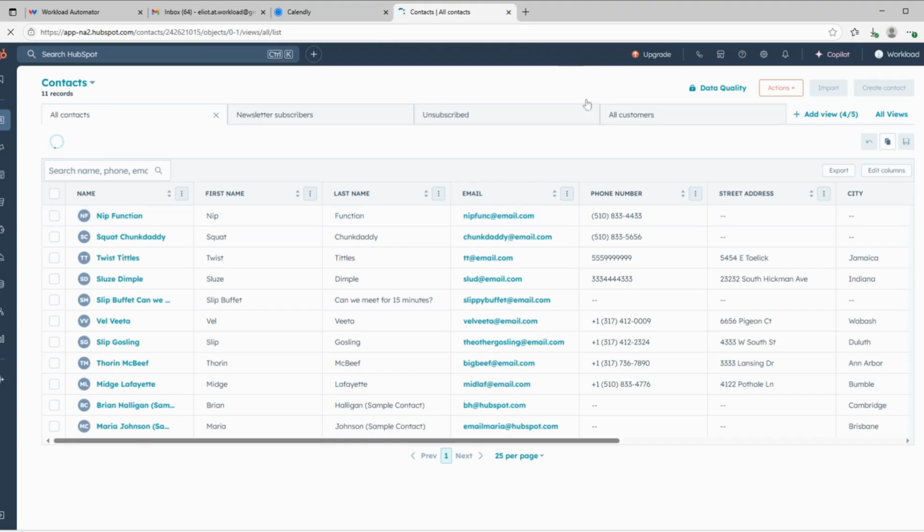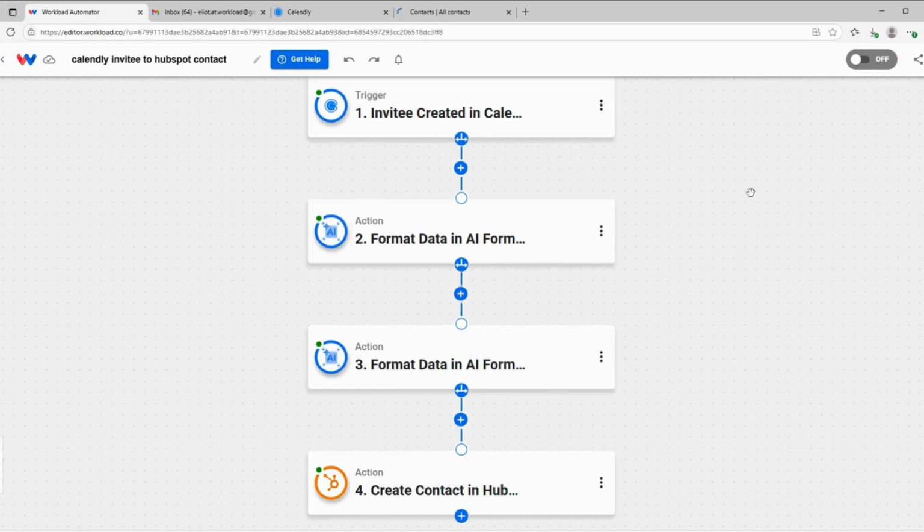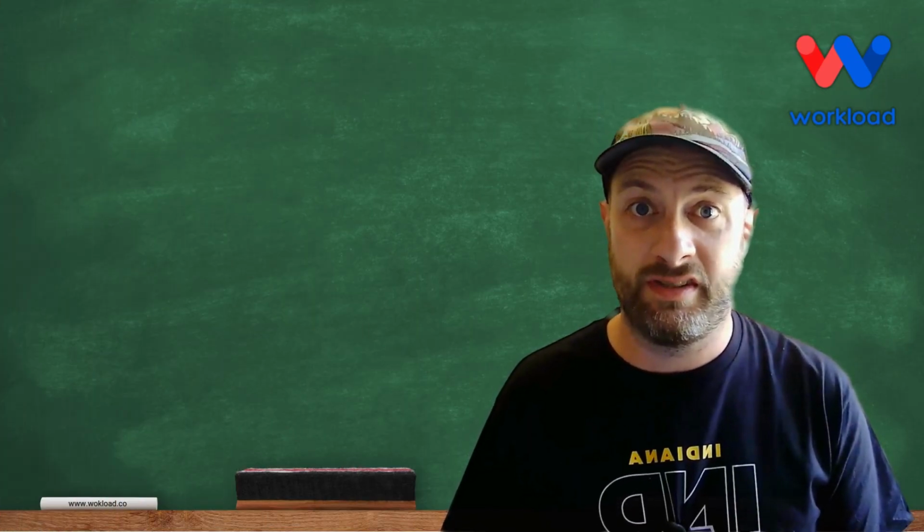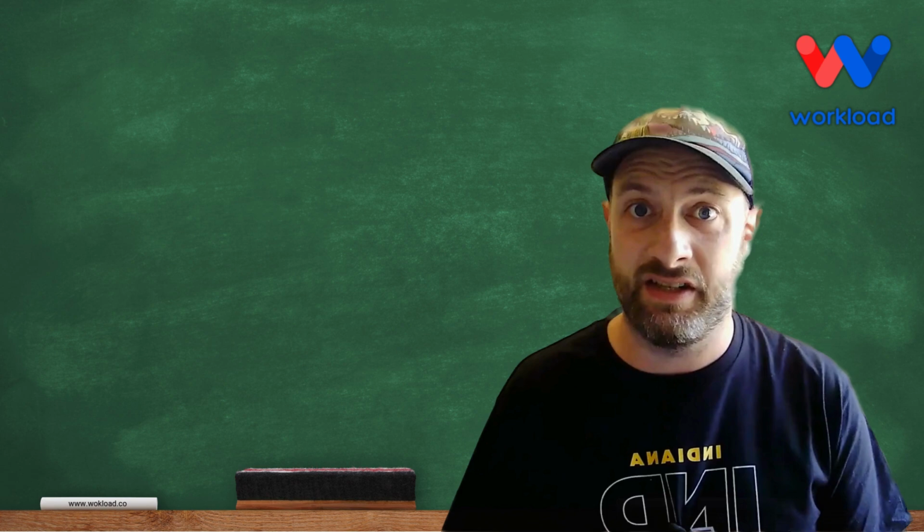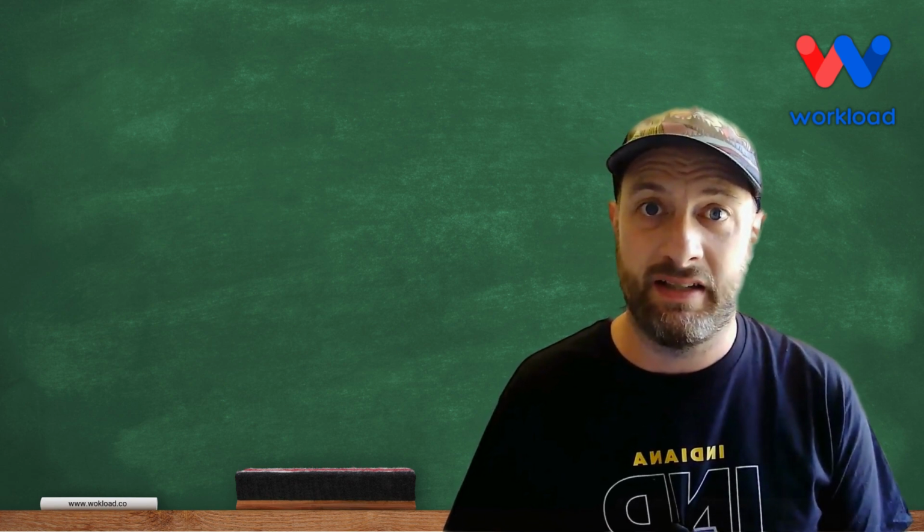We can come back over to the Workload editor and we can activate our workflow. And now every time there's an invitee created in Calendly, that information will be formatted correctly and then used to create a contact in HubSpot. That's how you can use Workload to sync your invitees in Calendly with your contacts in HubSpot.